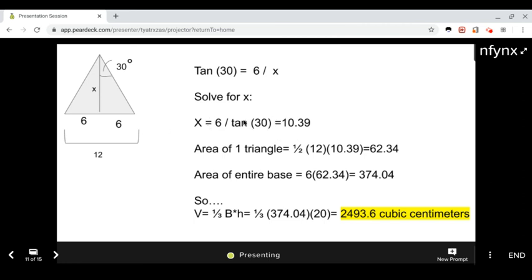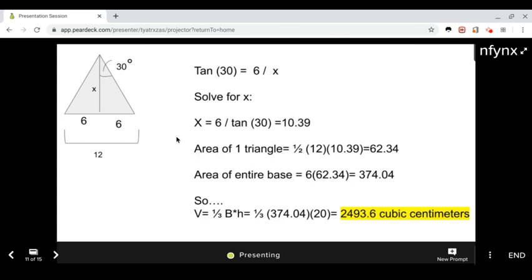One thing that I do want to emphasize is that when you're in your calculator, you want to make sure that you are in degrees and not radians, because that will give you a completely different answer. So just keep that in mind. And so for x, we have 10.39.